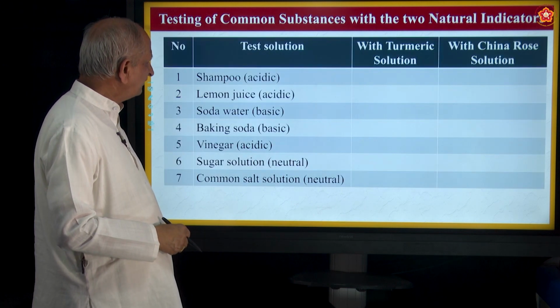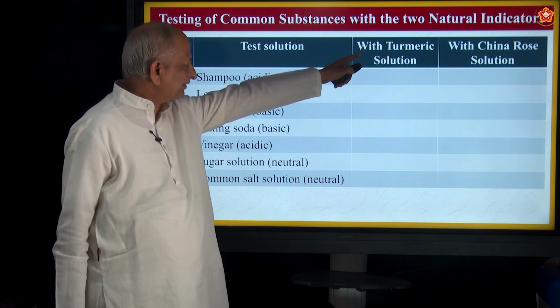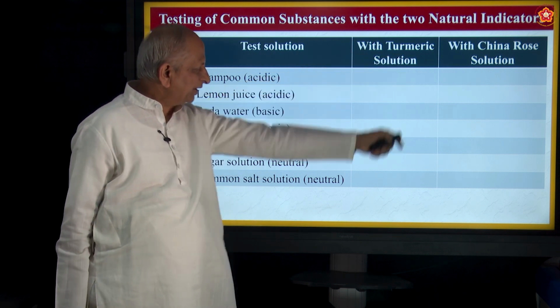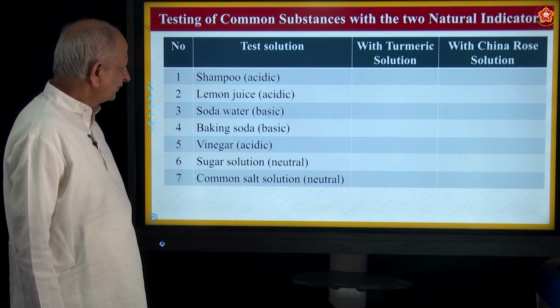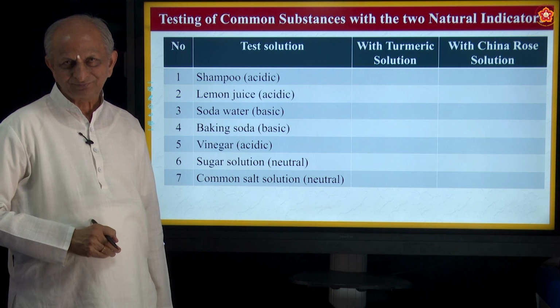So, that is the observation. Testing of common substances with the 2 natural indicators. What are the indicators? Turmeric solution and China rose. You can also try yourself and verify whether it is true or not.